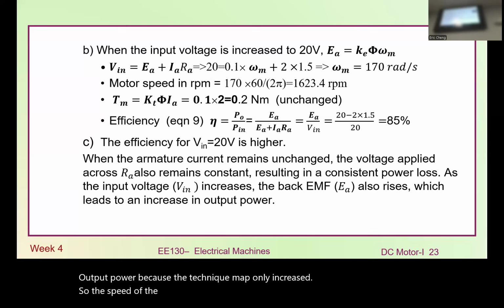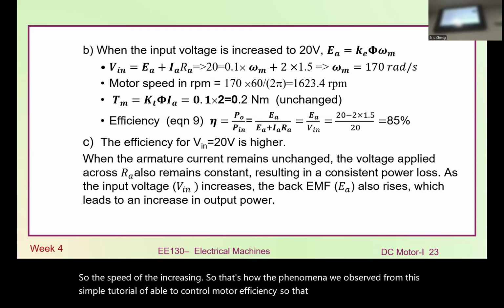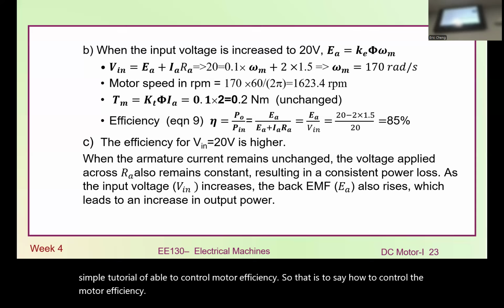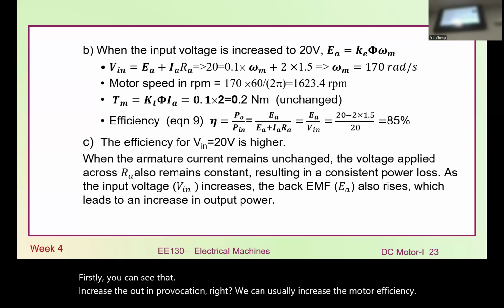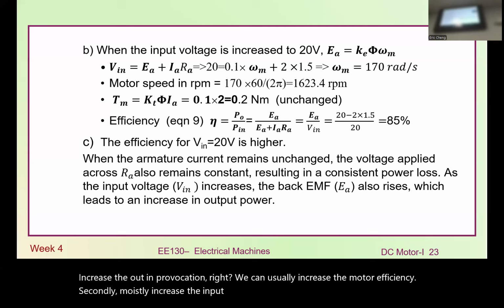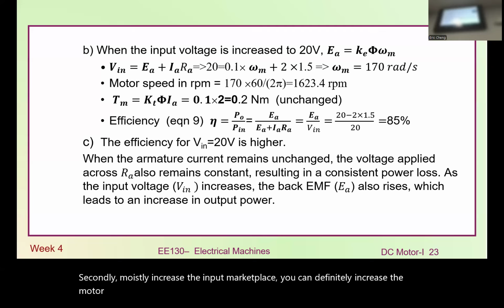So that is the phenomenon we observe from this simple tutorial of how we are able to control motor efficiency. Firstly, if you increase the input voltage, we can usually increase the motor efficiency. Secondly, once you increase the input voltage, you can definitely increase the motor speed. Increasing motor speed will also increase the motor efficiency.